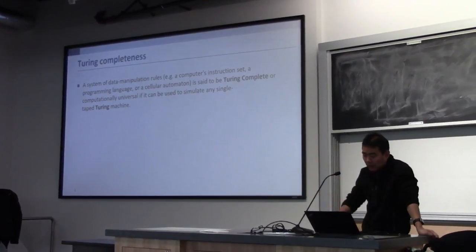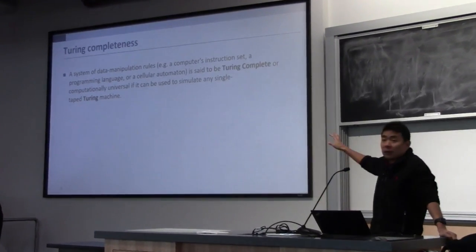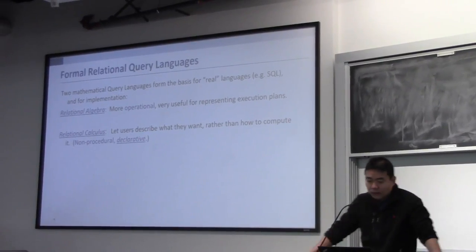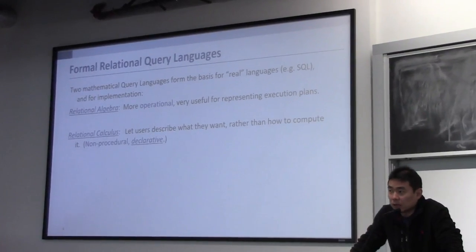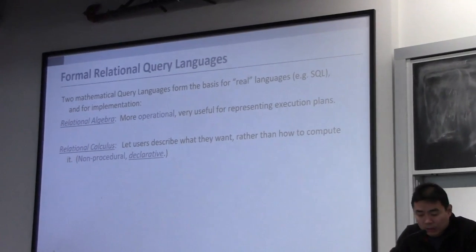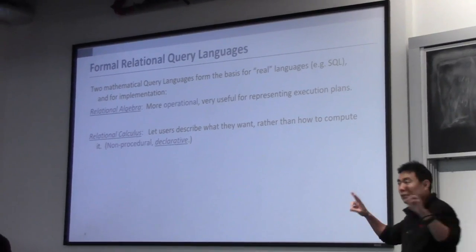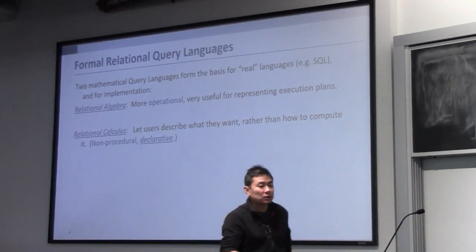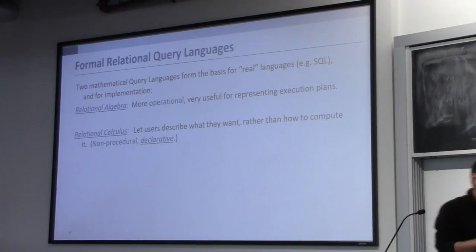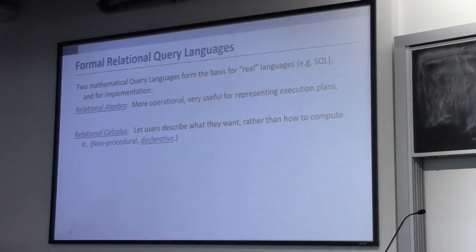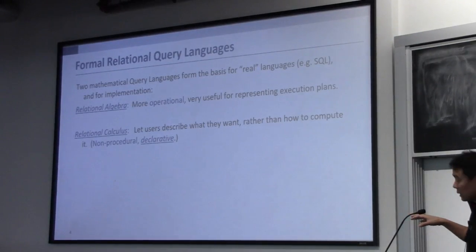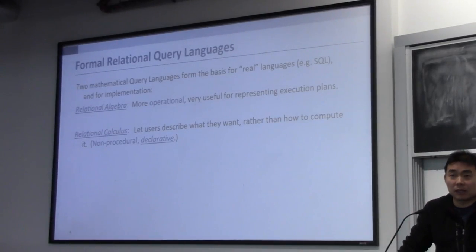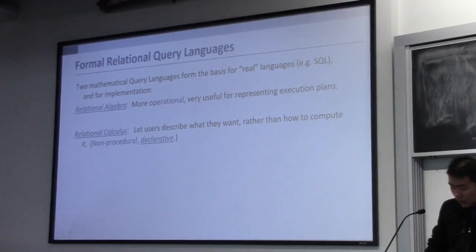So here is a slide dedicated to Turing complete, but I'm not going to go over the detail of this. If you're interested, you can read this yourself. There are two forms of relational query language. One is relational algebra, which is more operational. You will understand the meaning of operational in a minute once we see a few examples of what relational algebra looks like. Then there's another class of relational query language called relational calculus, which I decided to skip in the interest of time. We will not be discussing that in this class. So we'll be focusing on relational algebra.